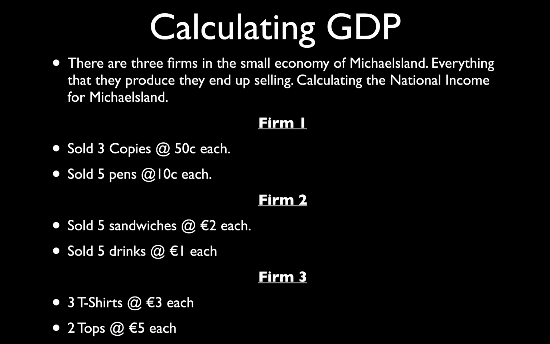Now, I am going to present this idea to you. There are three firms in the small economy of Michael's Land. Everything that they produce, they end up selling. Calculate the national income for Michael's Land.